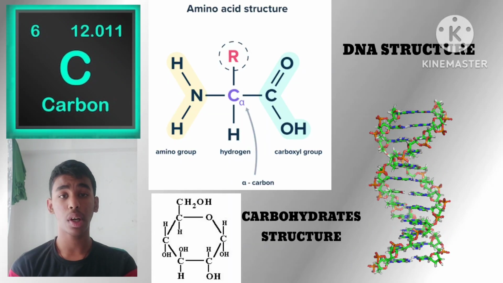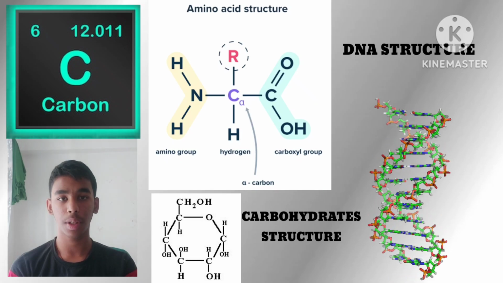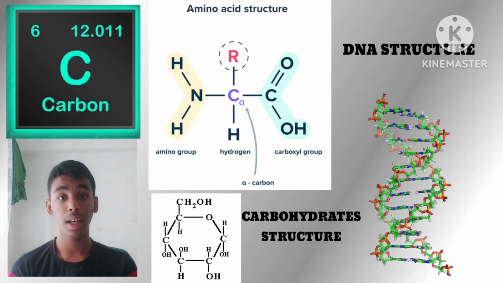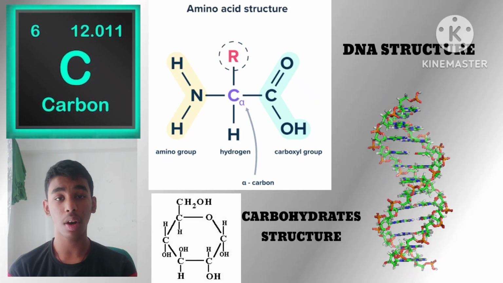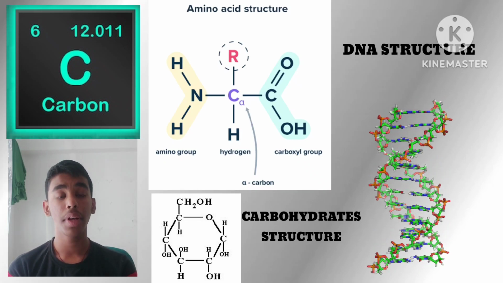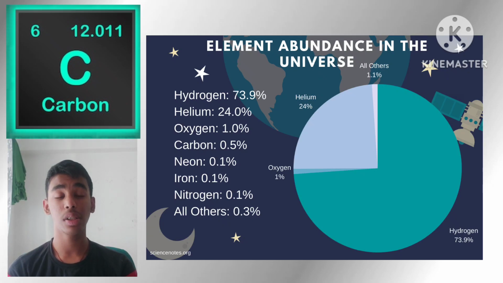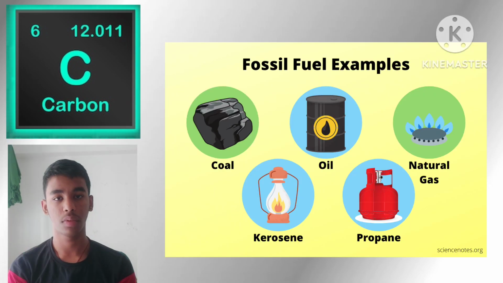Carbon is also the backbone for all the life on Earth because it is the central element which makes complex compounds like DNA, carbohydrates and proteins which support all the life on Earth. And it is also the 4th most abundant element in the universe after hydrogen, helium and oxygen.